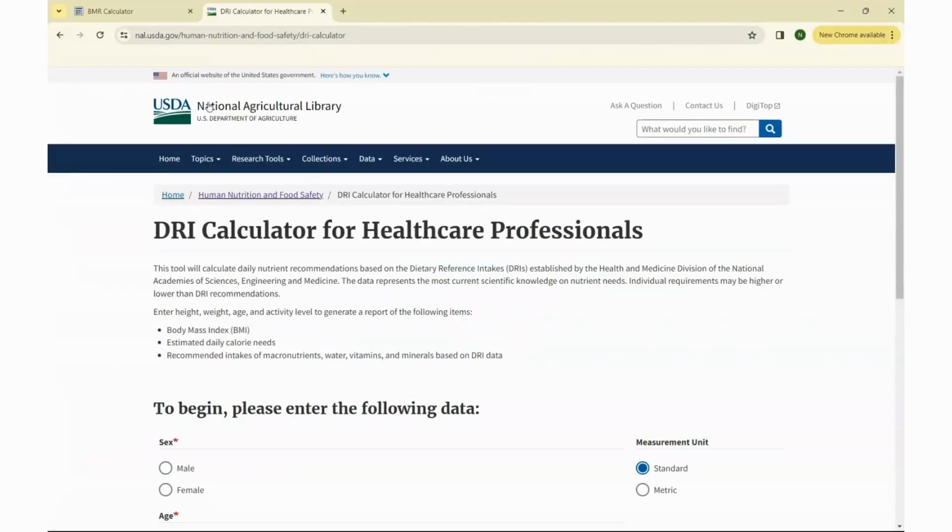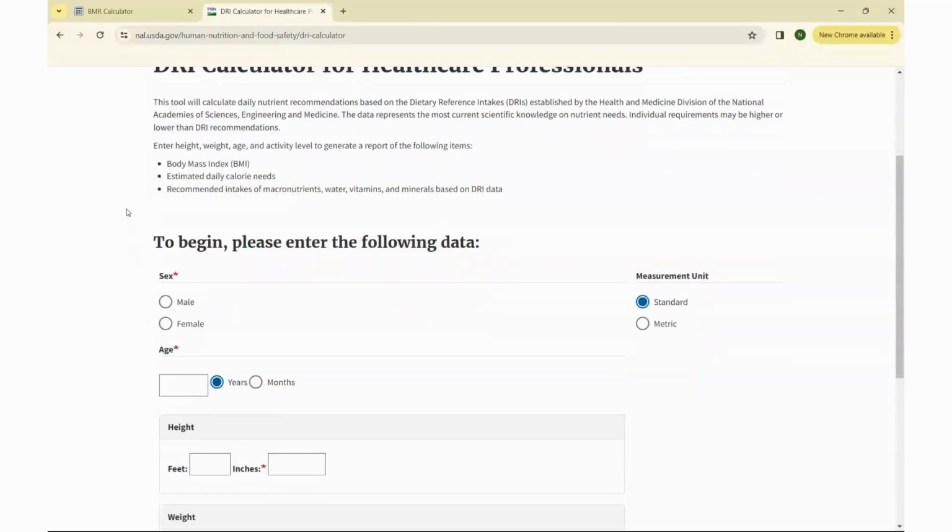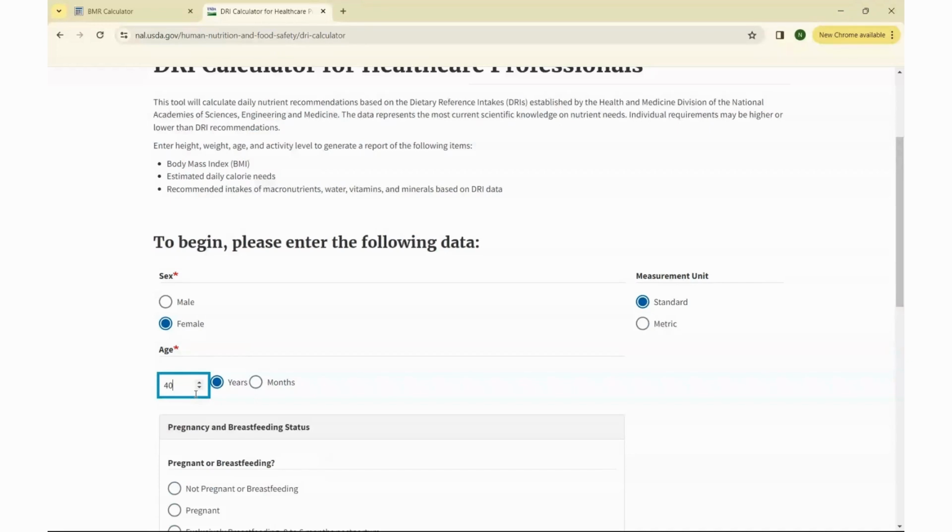The other calculator is from the USDA, and this is a little more detailed. So it says here it's a calculator for health professionals. Certainly, you can have a health professional help you interpret the information if you're not sure after you fill it out, but let's just walk through it and see the information that it gives us. Again, you can choose between standard measurement units and metric. We'll choose our gender. We will put our age in years.